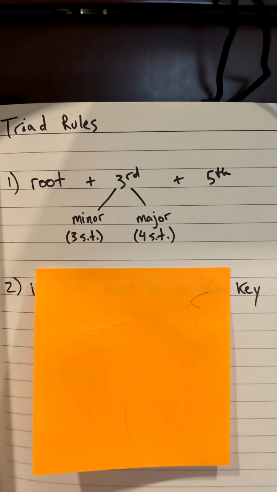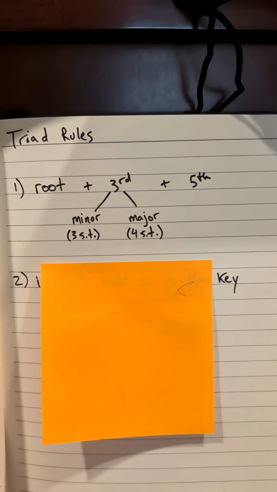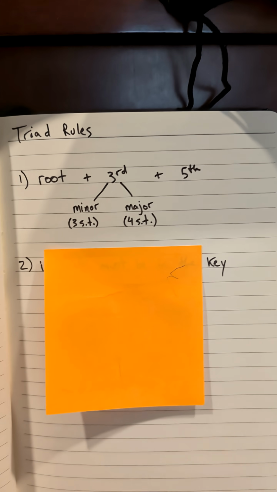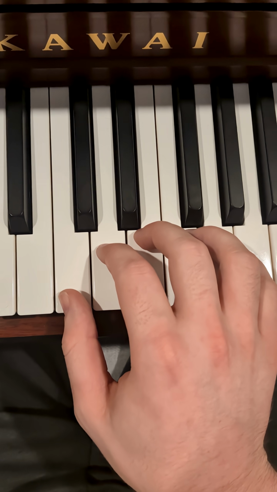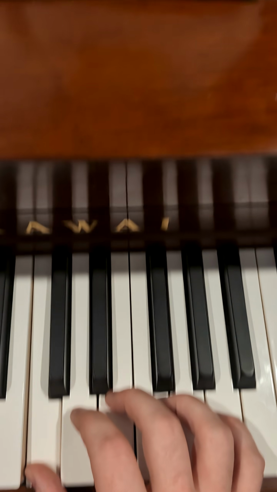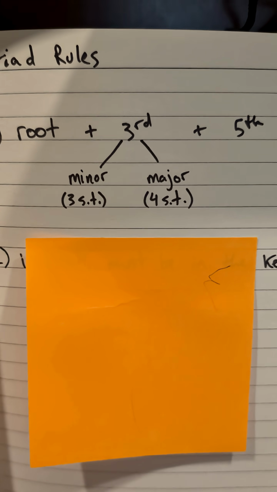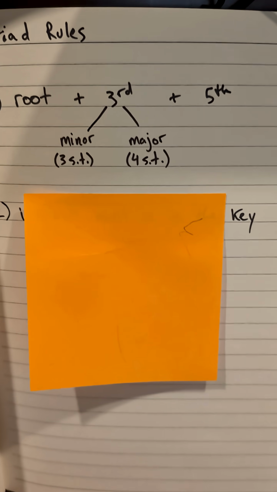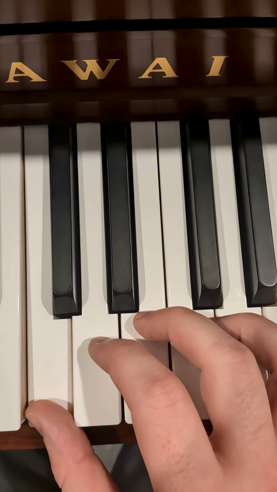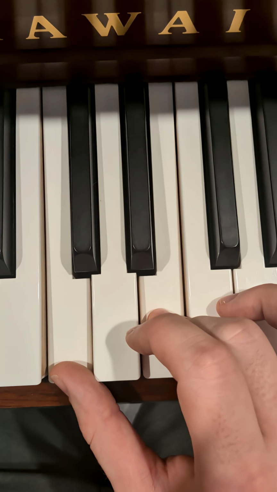So triads actually have a couple of rules, and the first one is what most people are familiar with. A triad is composed of a root, a third, and a fifth. So in chord 1 of your C key, you've got your root at C, and then you've got your third, but a third can be a minor or a major. So it's either 3 semitones from the root or 4 semitones from the root. So your options are E flat or E natural. So which one do you choose?